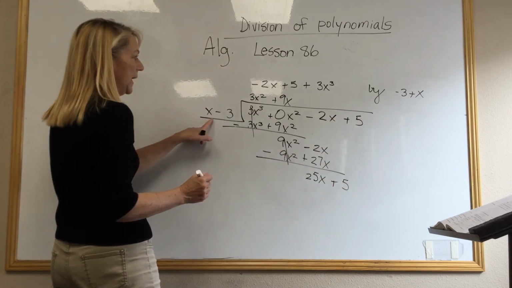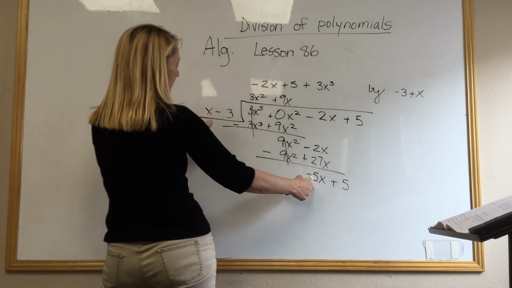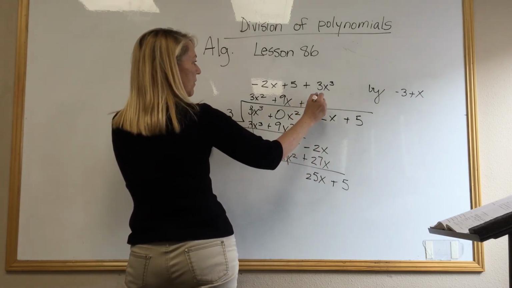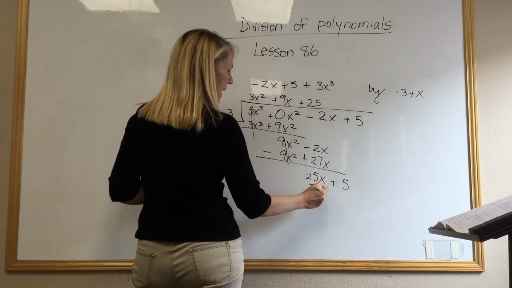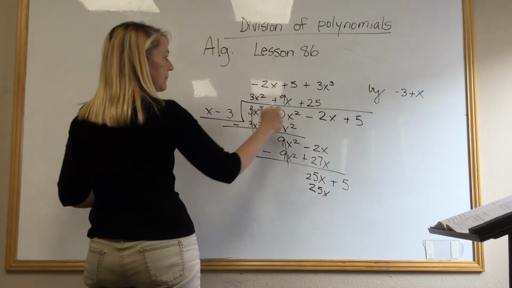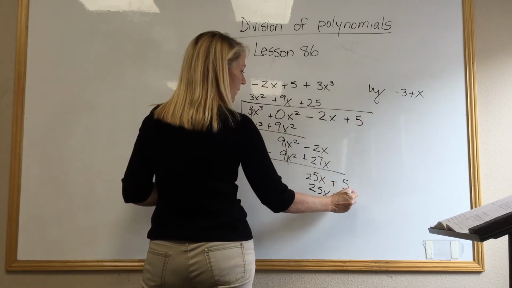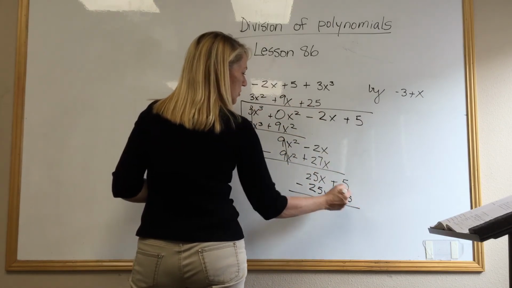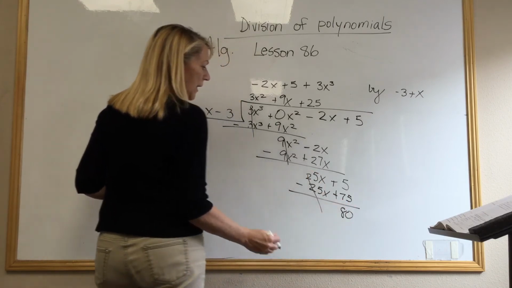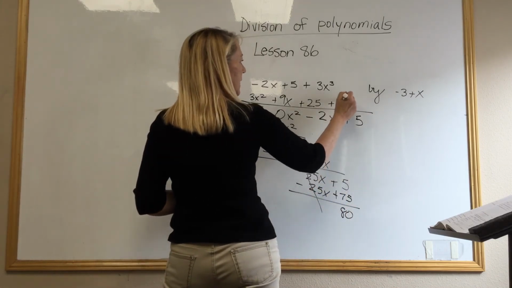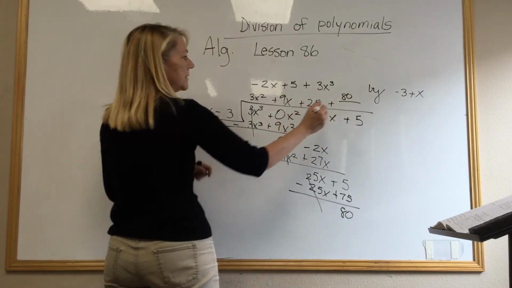Now I'm ready to go again. So 25x divided by x is 25. Now I multiply. X times 25 is 25x. Negative 3 times 25 is negative 75. Subtract. That changes that sign. That cancels out. That makes that 80. There, and that's my remainder. So I say plus 80 over x minus 3.